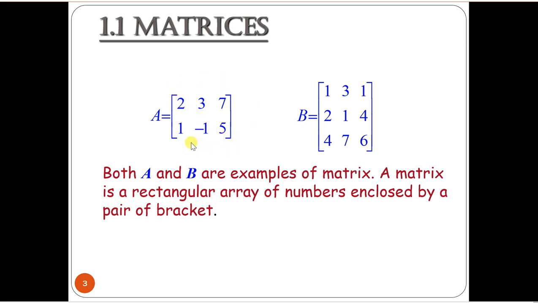In the first case, we have written the numbers in the form of two horizontal lines that are called rows and three vertical lines that are called columns. And in the second one, we have written the numbers in the form of three rows and three columns. So we can say that a matrix is a rectangular array of numbers, or it may be functions also, which are enclosed by a pair of brackets.